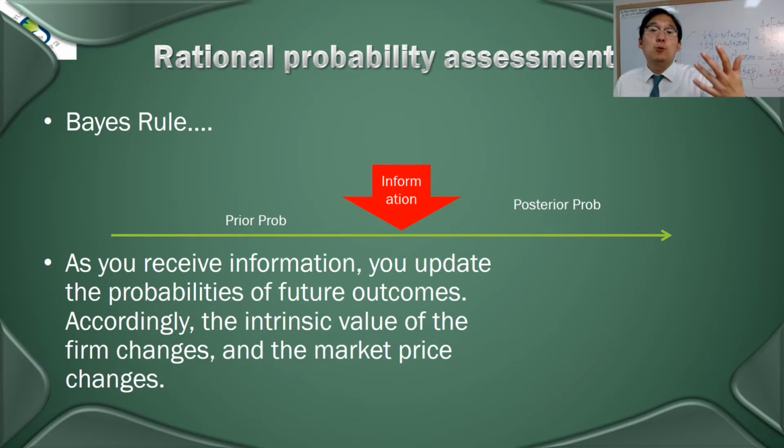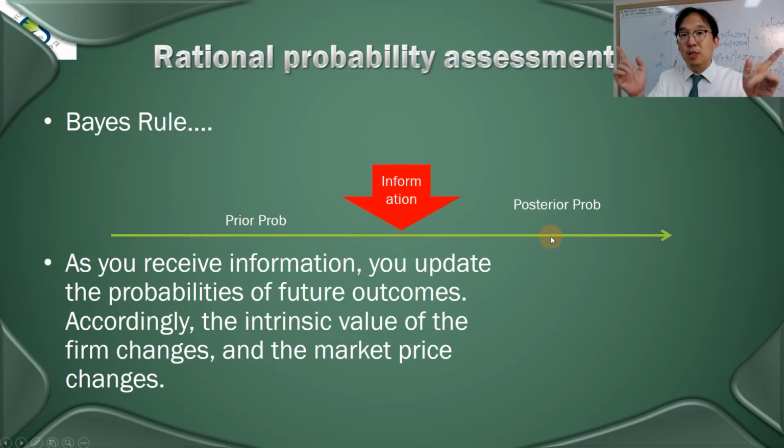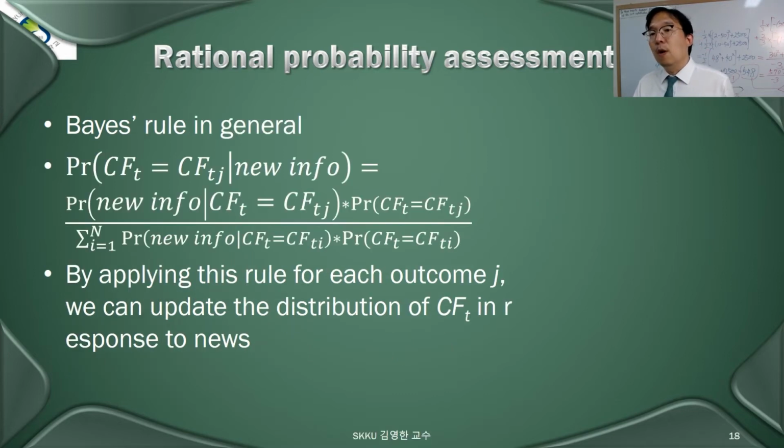Reflecting that information, does it get corrected, right? Market efficiency: the price responds as soon as this information arrives, reflecting those posterior probabilities. That's what we talk about in EMH, right? And Bayes' rule is fundamentally important in that sense, right? So Bayes' rule, mathematically, goes like this.